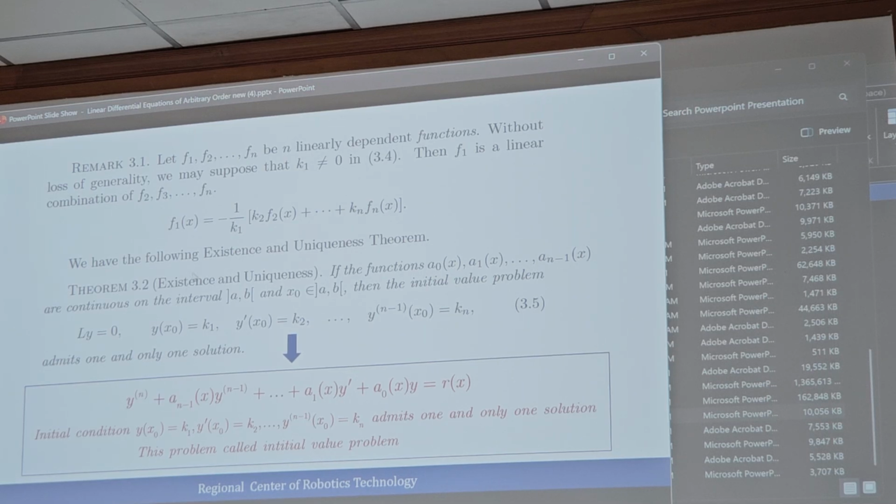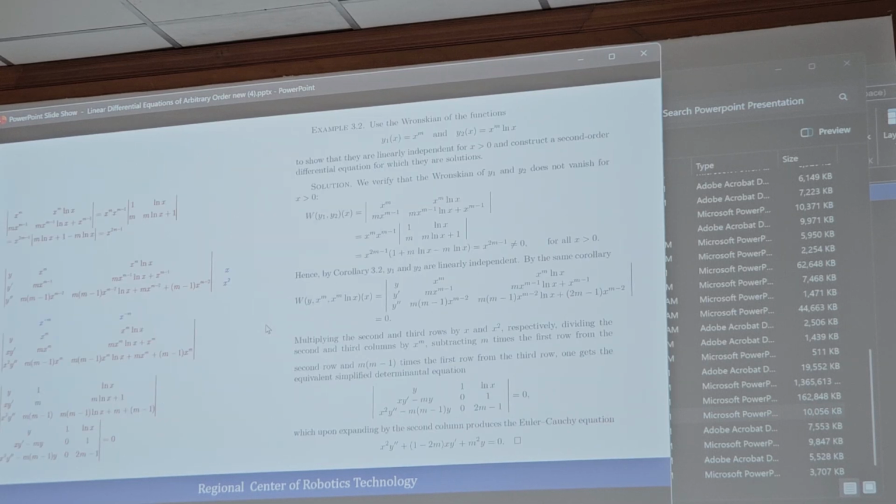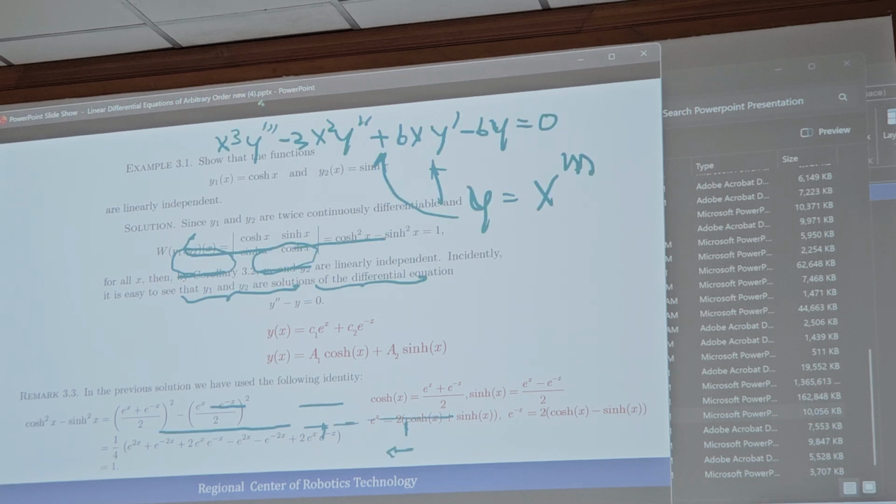This one is how to check independent. You have this one, and you want to solve this one. You see, you have how to check independent.